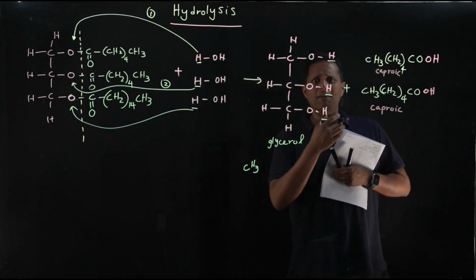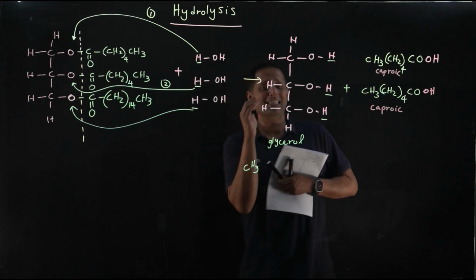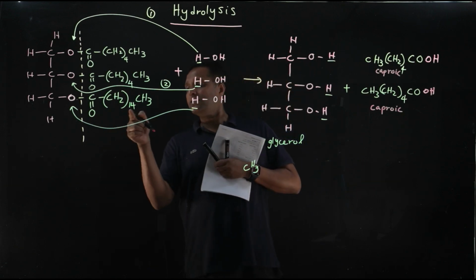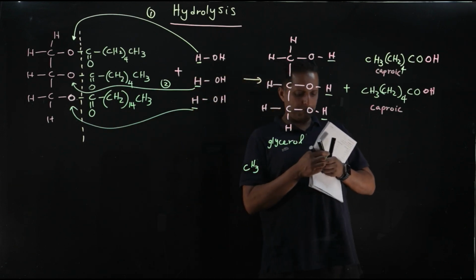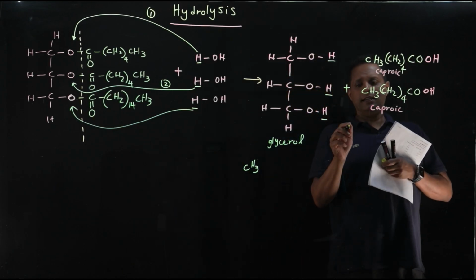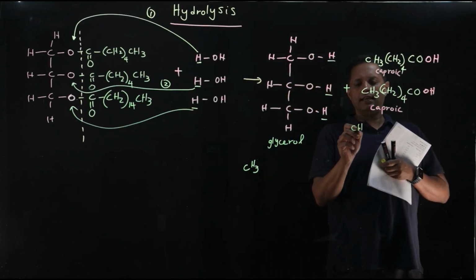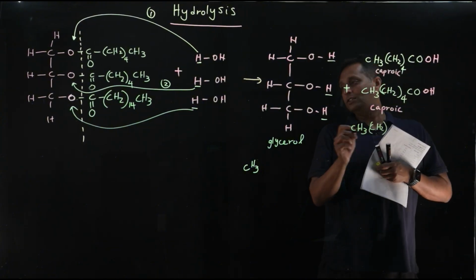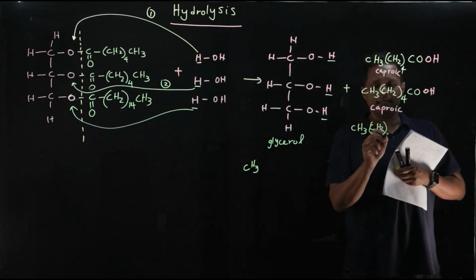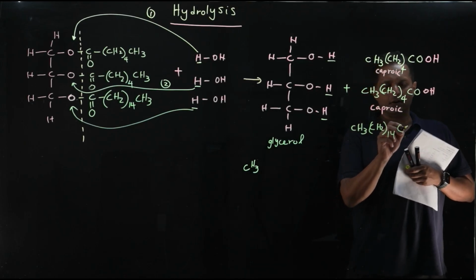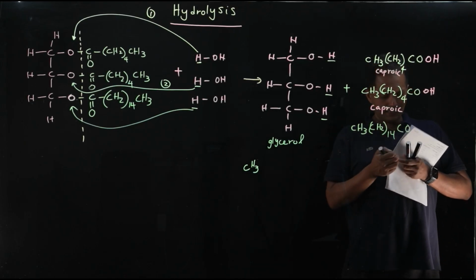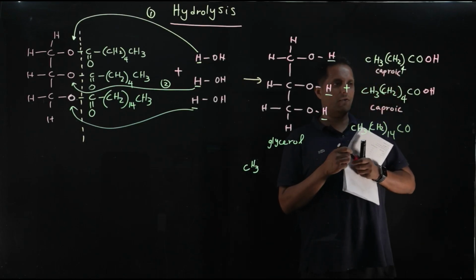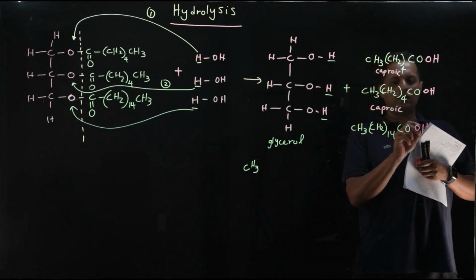So, are we going to make the same one again? Why am I wasting time? No, it is not the same. Could you see that? The last one is different. It's not caproic. CH3, CH2 brackets. You see, it's 14. 14. Okay, CO, then COH. Alright. So what is this one?